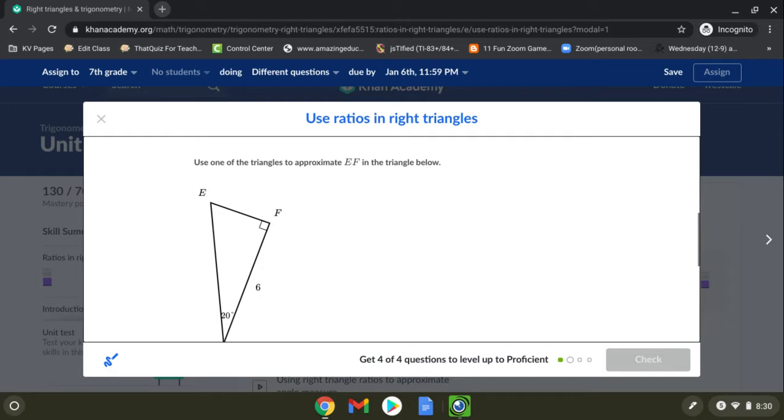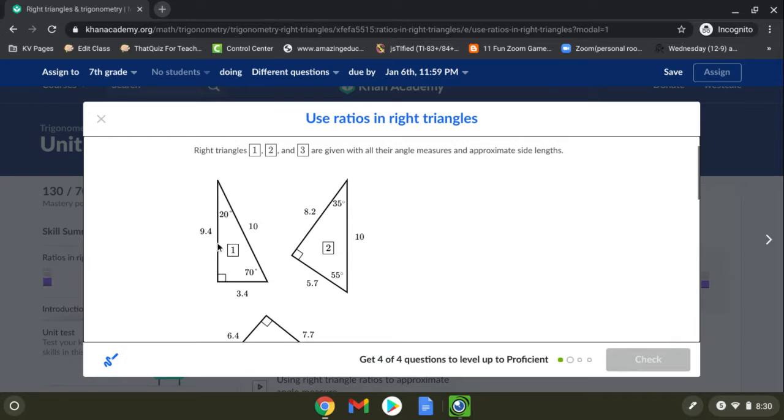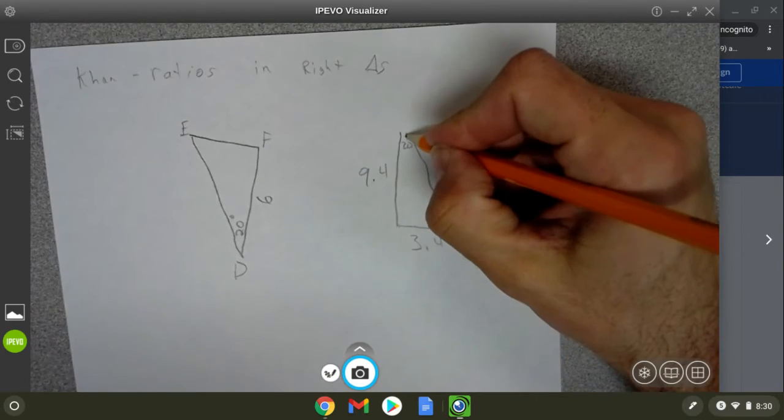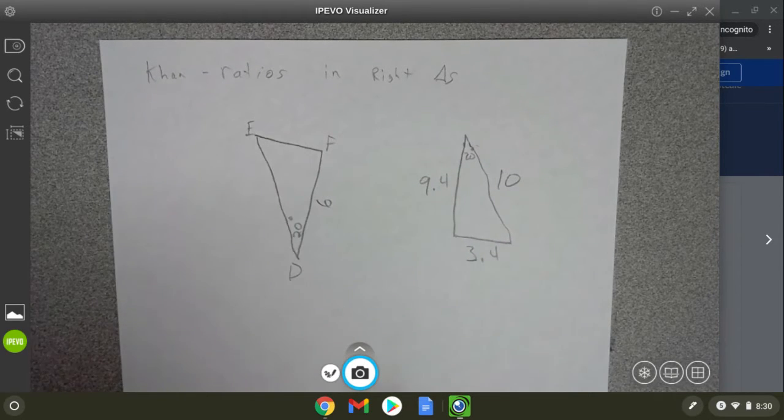All right, so I need to go up above and find a triangle that would be similar to that one. And it's going to be this first triangle because it has the same angle measure, 20 degrees. All right, I'm going to draw that one as well. Okay, 9.4, 3.4, 20 degrees, and a 10. All right, this should be enough. Because these are similar triangles, we can write a proportion to solve for EF.